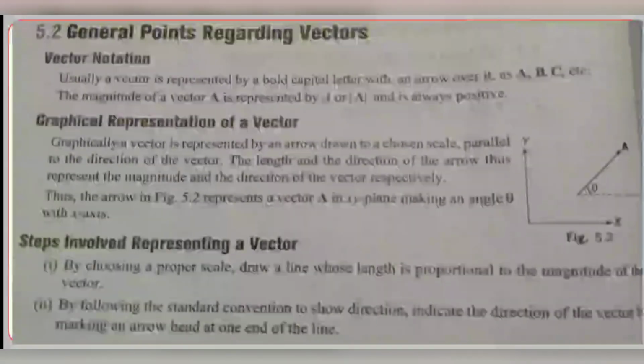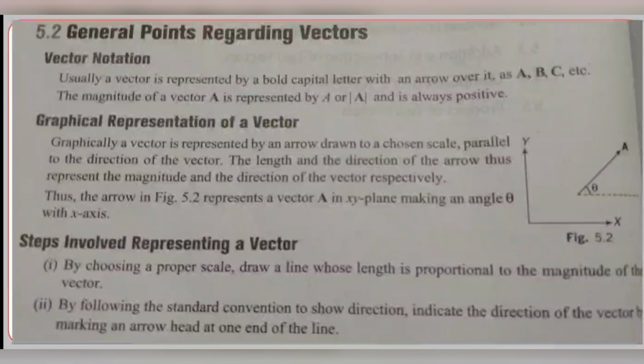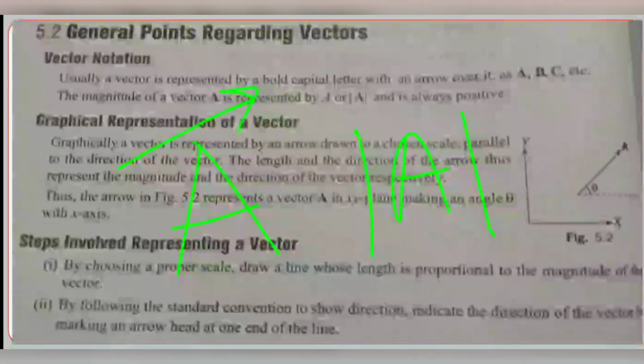Now we come to the next point, the general points regarding vectors. Vector notation: usually a vector is represented by a bold capital letter with an arrow over it, as A, B, C, etc. The magnitude of vector A is represented as A in mod. Like this, we represent the magnitude, and like this, we represent the vector.